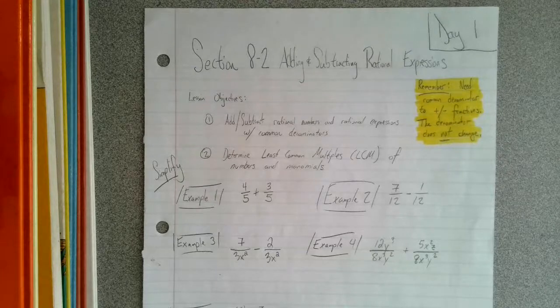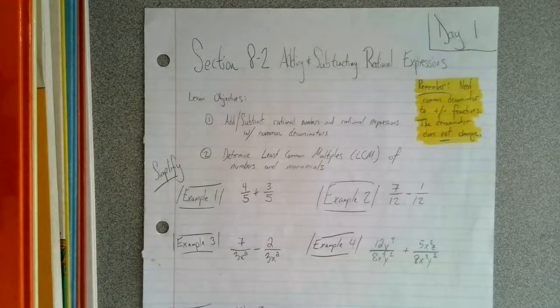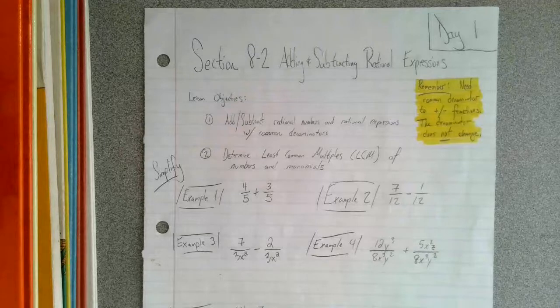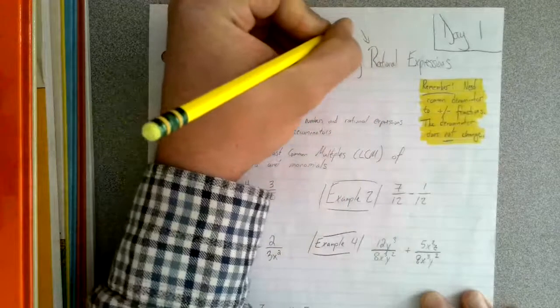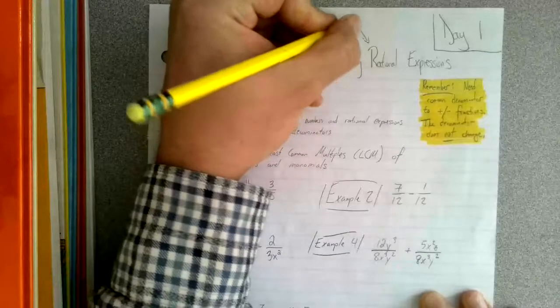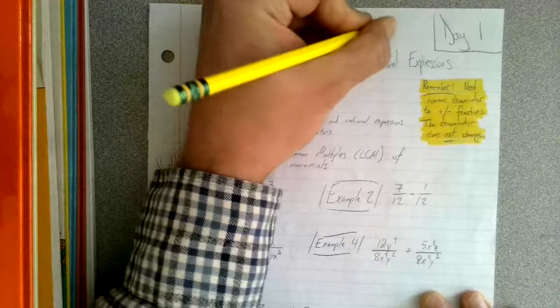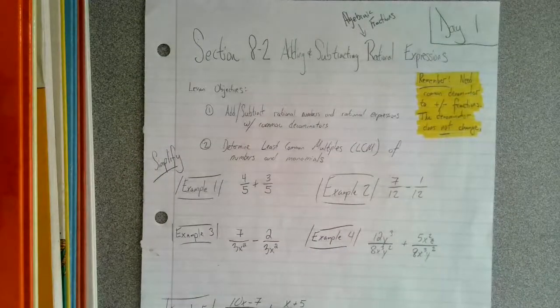So what we're going to start with today is section 8-2, which is about adding and subtracting rational expressions. One way to think about rational expressions ultimately is they are algebraic fractions. So they're fractions that have variables in them.